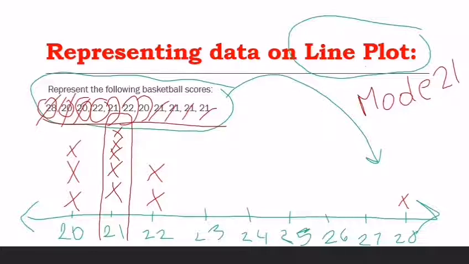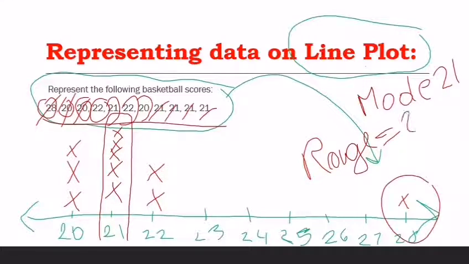Here also I can say that the range of the data is the maximum minus the minimum. What is the maximum value here? 28. So it is 28 minus what is the minimum value here? Yes, it's 20. So it will be 28 minus 20, which is 8.